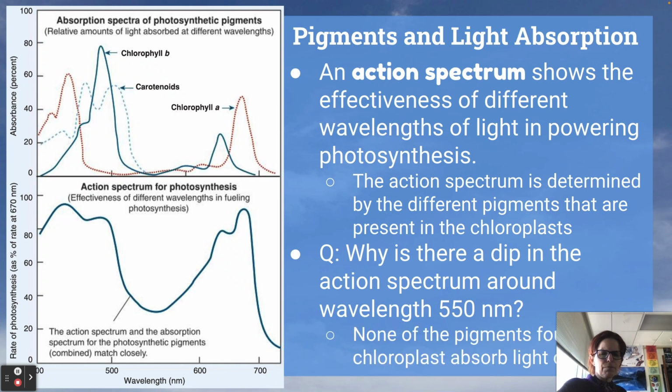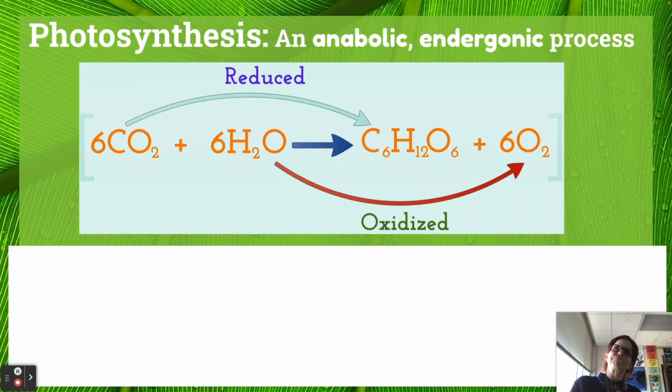Why is there a dip at 550? What was that? Yeah, that's green light. Those pigments are not capable of absorbing green light. And again, that's why plants look green typically. There are some plants that have purple leaves. That means that they have different types of pigments in their leaves that are reflecting at different wavelengths.